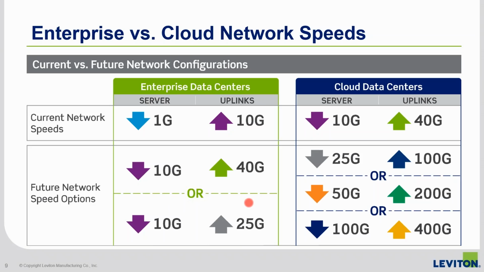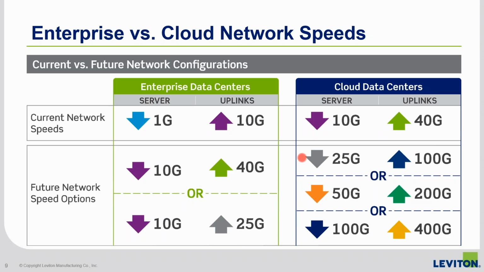So those are kind of the viable options on the enterprise side. We go to the cloud, it's a little bit different story, right? Most of the cloud guys are already at 10 down and 40 up. Maybe even beyond that, they're already doing 25 down, 100 up. But they've got several choices, like I just talked about.